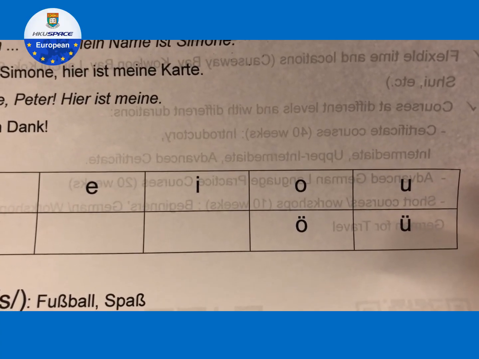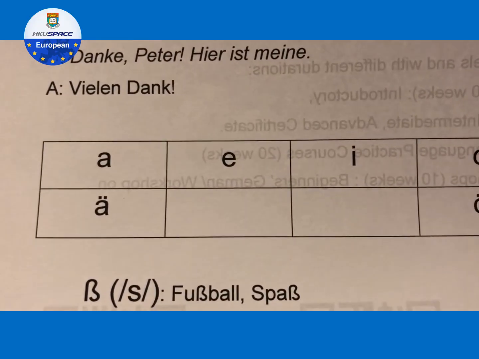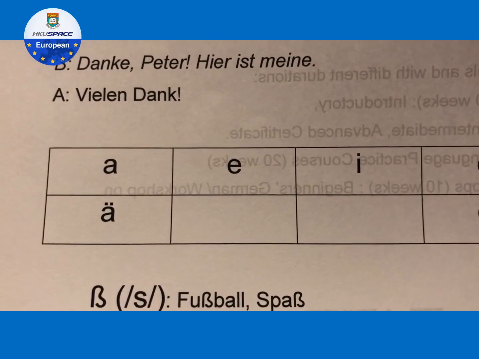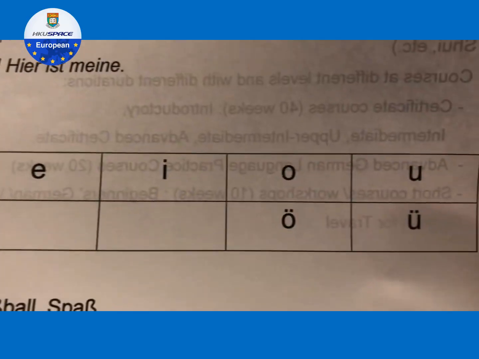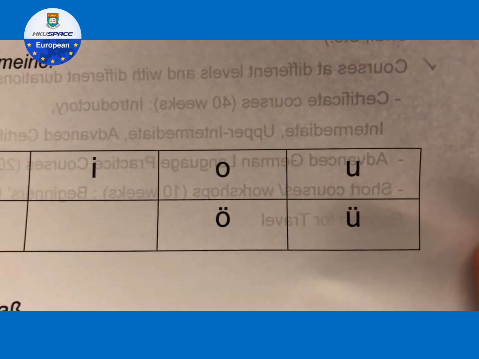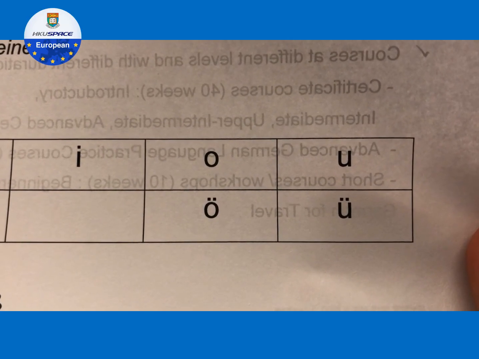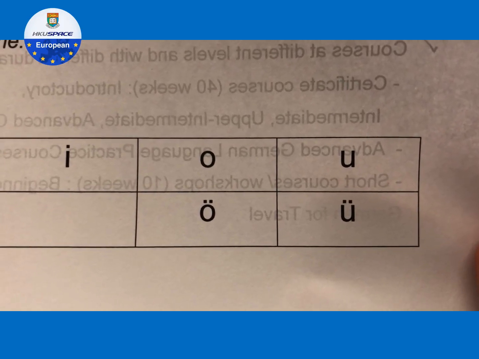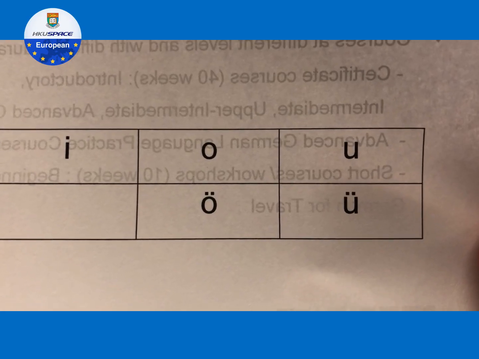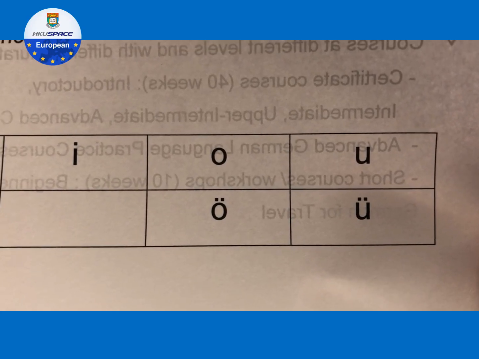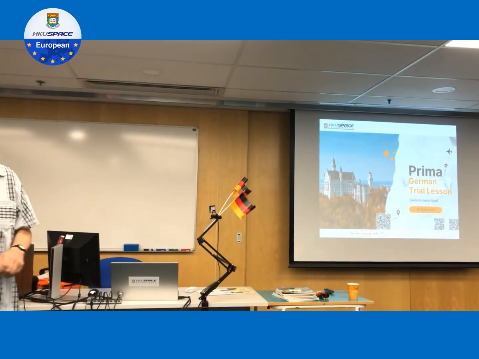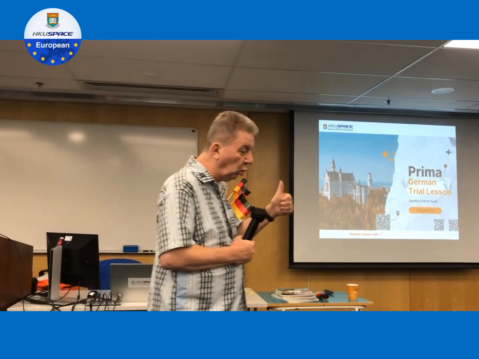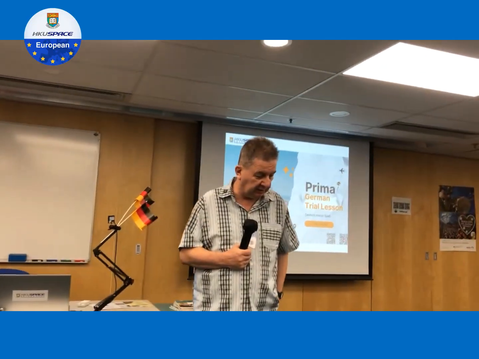Okay, let's do the first three. A, E, I. Yeah, fantastic. And the last two, O. Again, O is always O. Not like in English. O. And then we have U. U is always U, can never be you or anything else, right? Okay. The last two were O, and U.